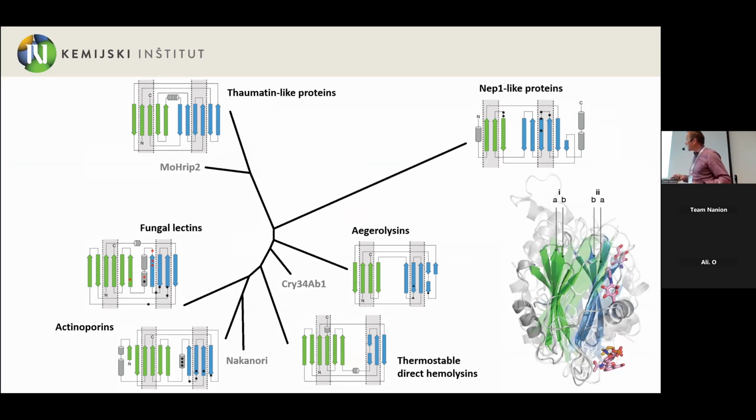But in recent years, we study a lot smaller proteins, NEP1-like proteins, and actinoporins, as mentioned, as shown. They both belong to a bigger family of proteins with similar topology, a beta sandwich topology with loops at the bottom, and different binding sites for lipid head groups or for sugars of the cell surface.